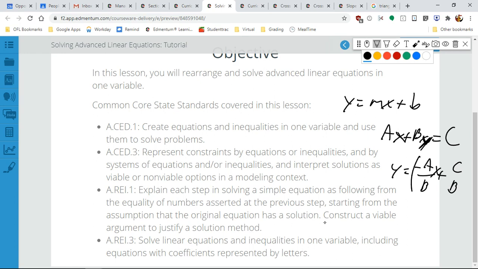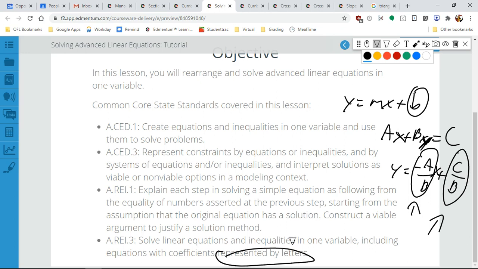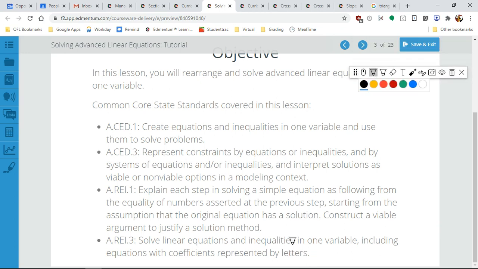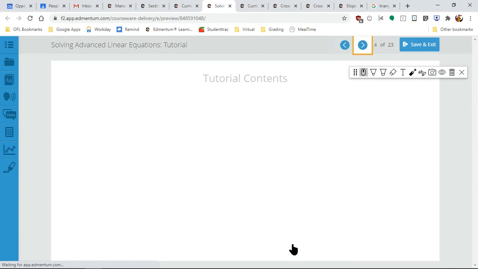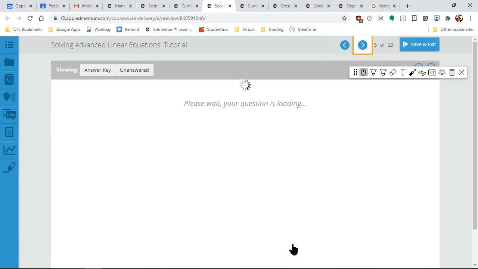So it's still a linear equation. It still has this slope, and it still has this y-intercept. It just looks different. Instead of the y-intercept being a B, it's C divided by a big B. Instead of the slope being just an M, it's negative A divided by B. So that's what it means here by solving it with coefficients represented by letters. These are our coefficients, represented by letters. That's what they expect us to learn from this unit. So let's get into it.